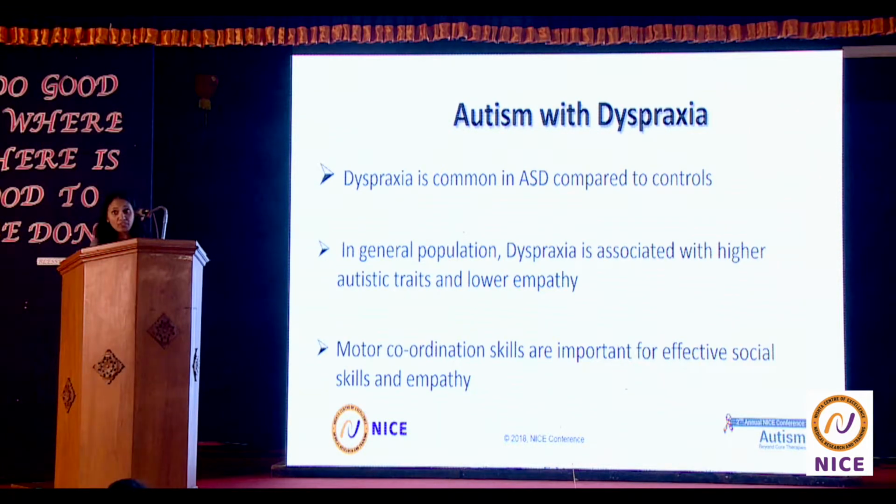Dyspraxia is a motor coordination difficulty. In the general population, dyspraxia is associated with higher autistic traits and lower empathy. The basis behind this is that to have better communication skills, we need better motor coordination skills. For example, to make good eye contact and to show good body language during communication, we need better motor coordination skills.